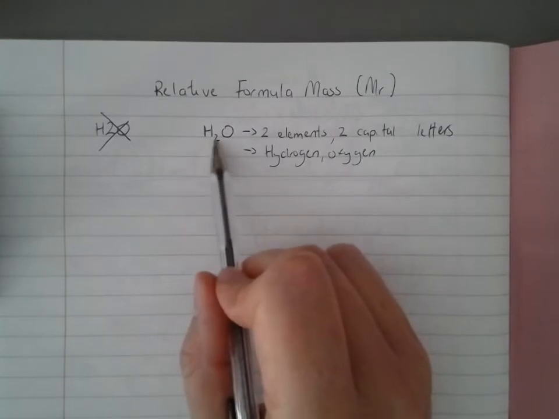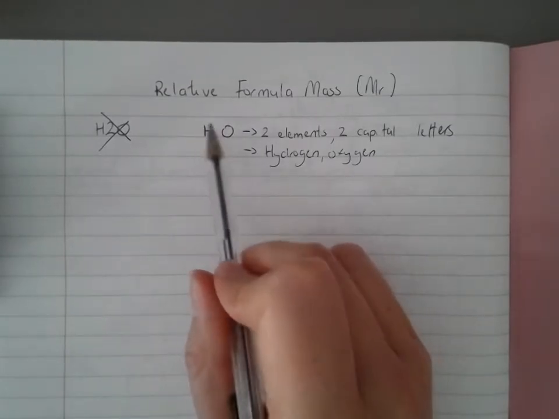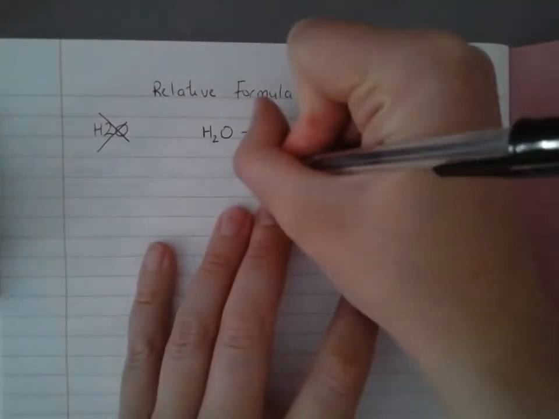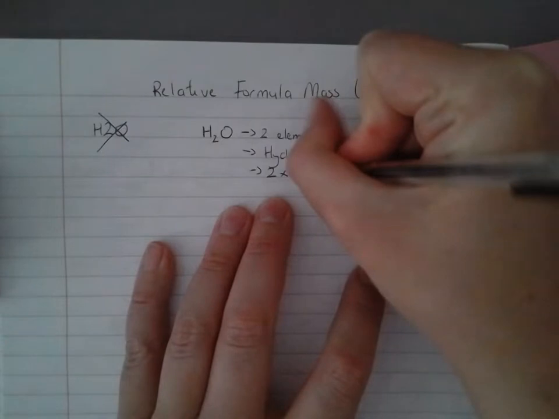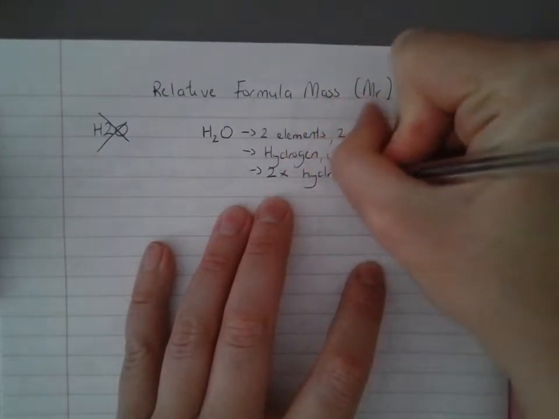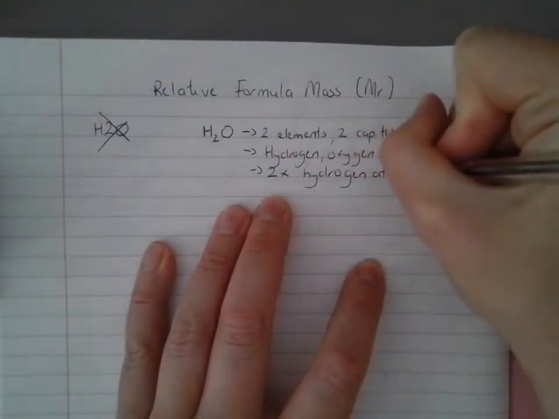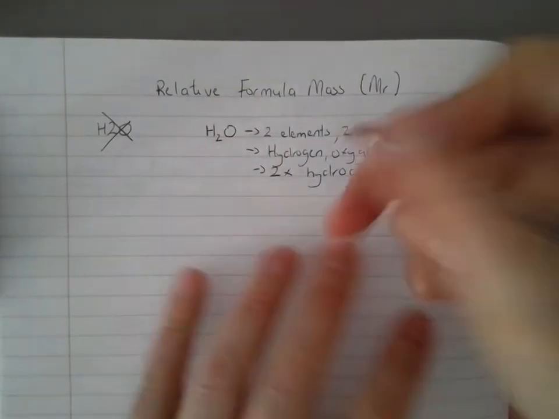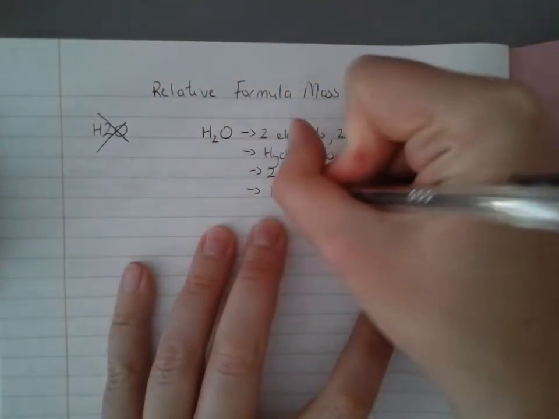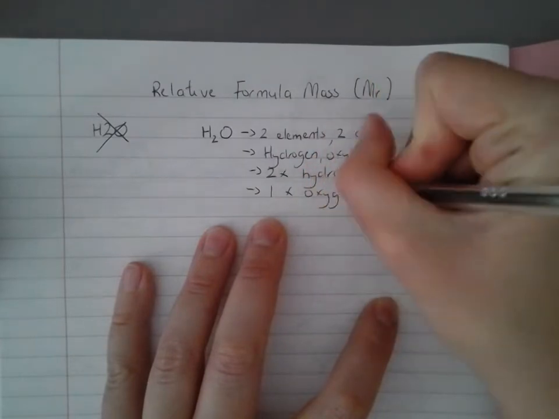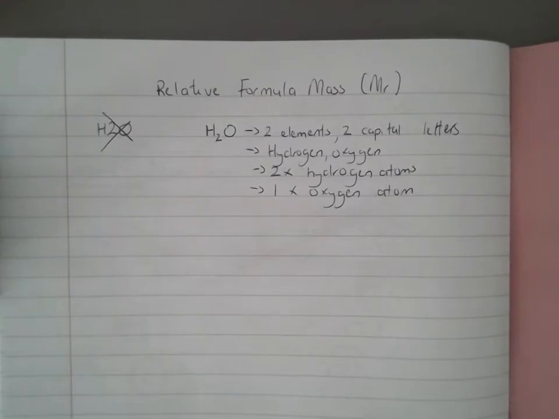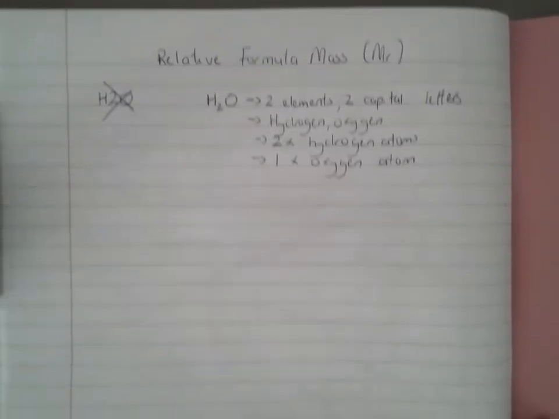And this 2, the number, always refers to the element that it comes after. So the 2 comes after the H, which means that you have got 2 hydrogens. I've got 2 hydrogen atoms. There is no number coming after the O. If there's no number, it means you've just got 1. So I've got 1 oxygen atom. So H2O: 2 hydrogens, 1 oxygen.